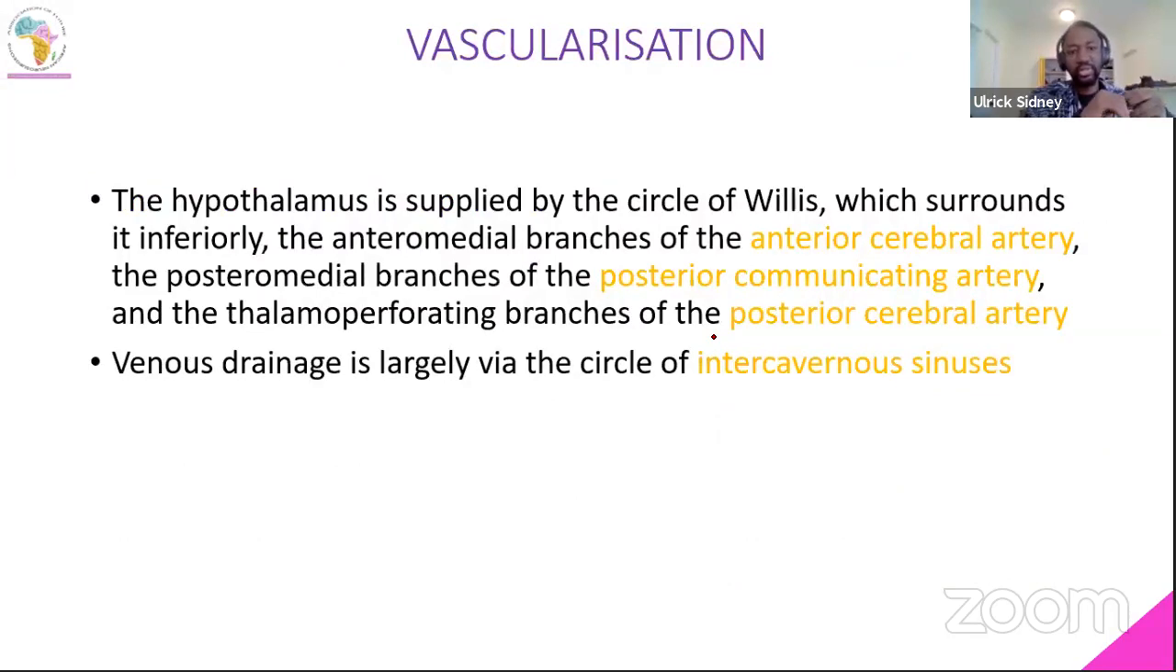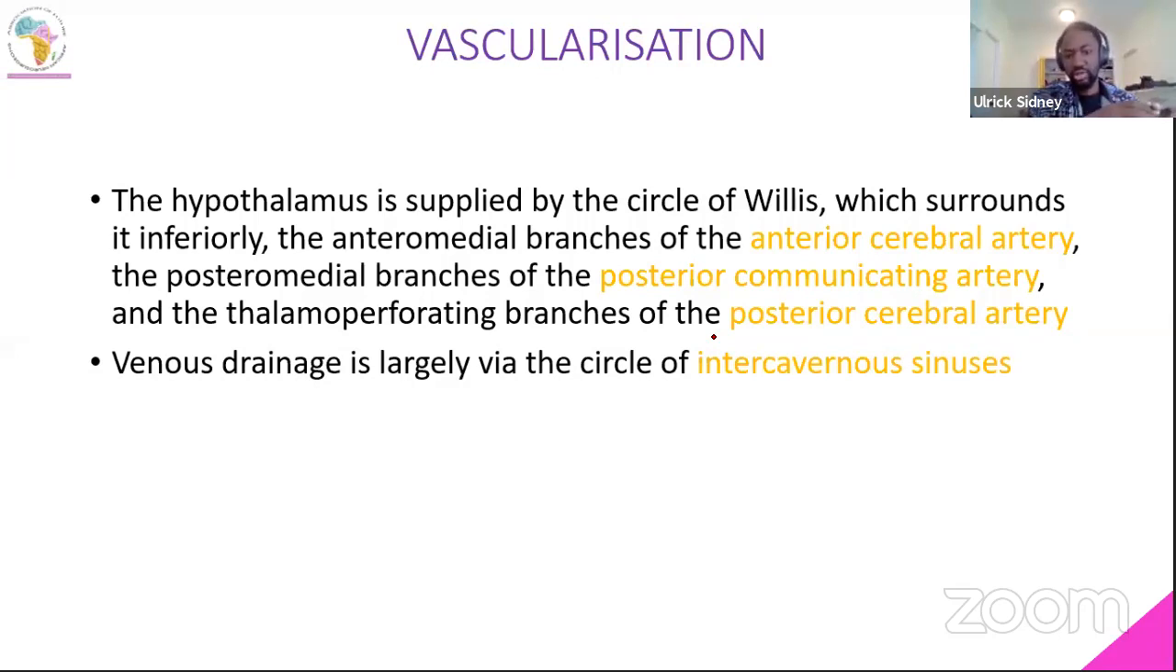In terms of vascularization, the hypothalamus, because it's very important, you expect it will be richly vascularized, and it's vascularized from many branches. You've got branches from the anterior cerebral artery, which is from the anterior circulation at the level of the circle of Willis, so this is actually from the internal carotid artery. It's got branches from the posterior cerebral artery, which is from the vertebrobasilar circulation, and from the posterior communicating artery, which is between the posterior cerebral artery and the middle cerebral artery, permitting communication between the posterior circulation and the anterior circulation.